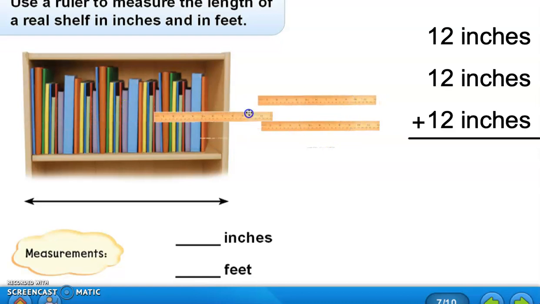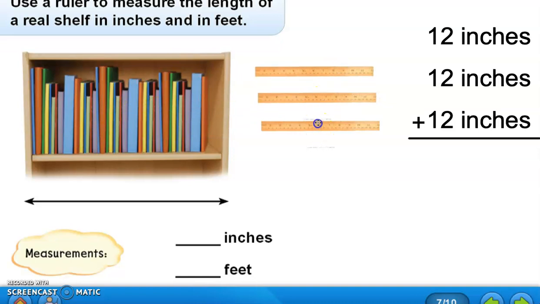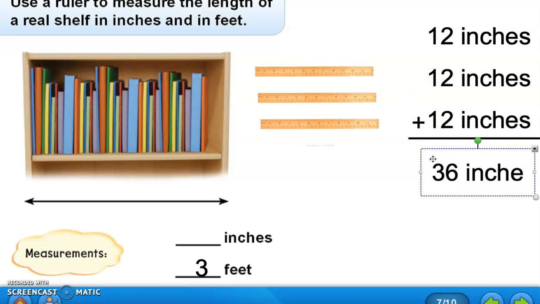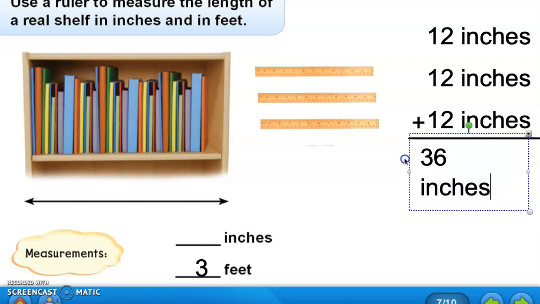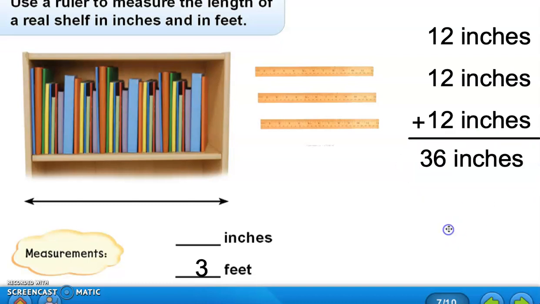And so I know that because each ruler is 12 inches, or 1 foot, if I have 3 of them, then that means that my bookcase from one side to the other was 3 feet long. And now I can find out how many inches it is. So 2 plus 2 is 4. 4 plus 2 is 6. And then 1 plus 1 is 2. 2 plus 1 is 3. So therefore, my bookshelf is 36 inches. Okay? So I'll write 36 right there.